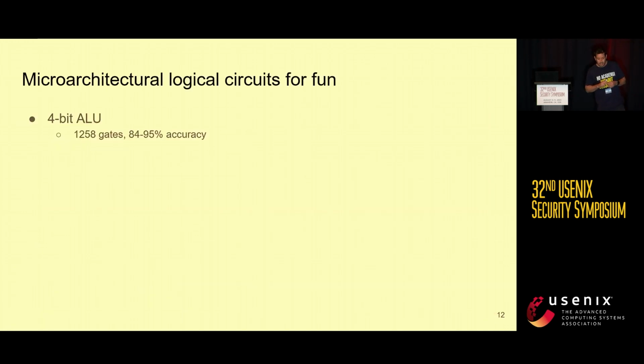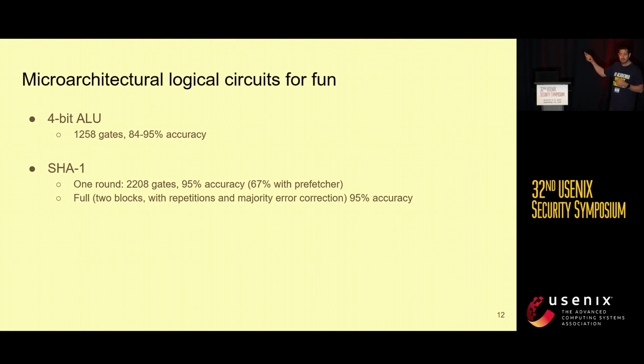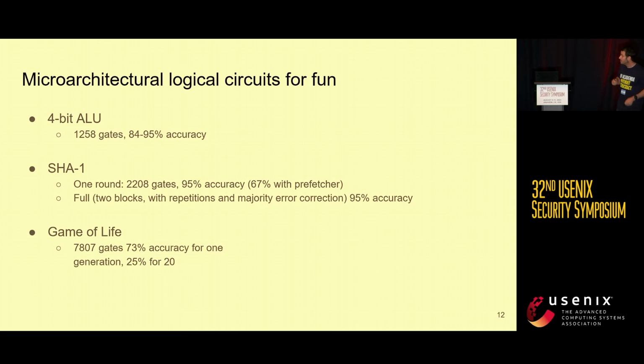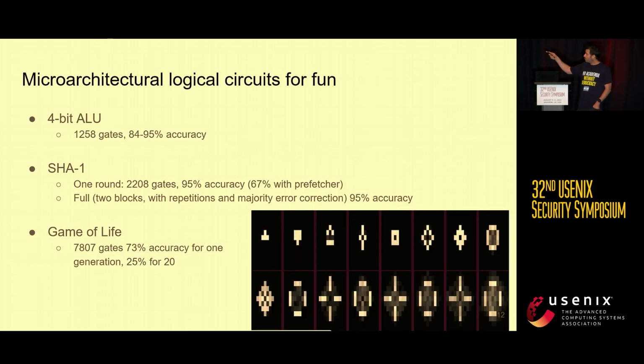Okay, so I hope that convinced you that this is possible. It's nice. So let's start with the fun. So we can actually implement a simple ALU. It's about 1,000 gates. We get relatively nice accuracy when we're trying to do computation like addition or subtraction. Not very useful, but again, fun. We can do cryptographic computation. We can do one round or even full SHA-1 computations inside the microarchitectural state. And we can do a game of life. This is actually the heat map of the 16th generation of game of life, and it's relatively accurate. So again, fun.